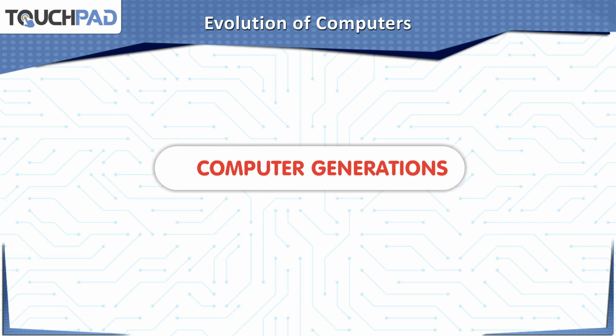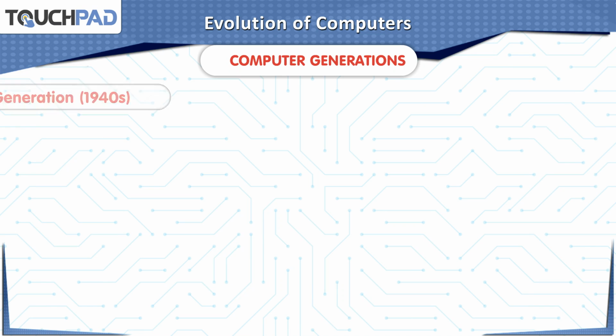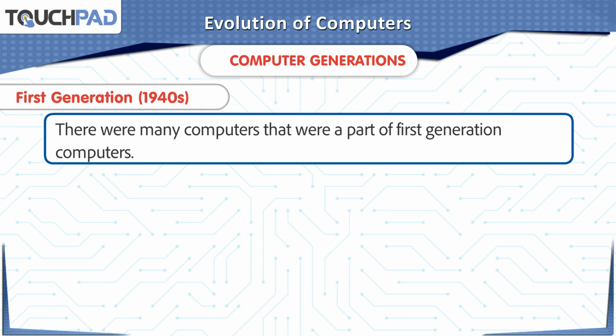Computer generations. After these early calculating machines, the present computer took its shape in 5 generations. First generation, 1940s. There were many computers that were a part of first generation computers.